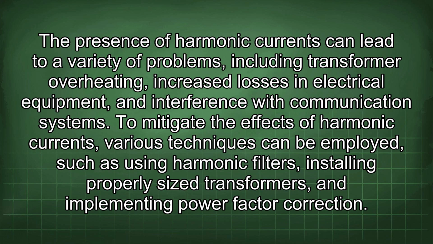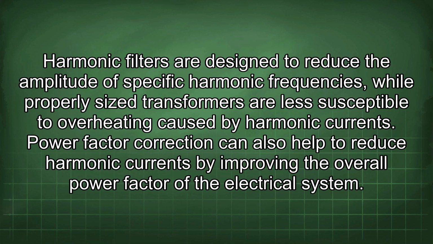To mitigate the effects of harmonic currents, various techniques can be employed, such as using harmonic filters, installing properly sized transformers, and implementing power factor correction. Harmonic filters are designed to reduce the amplitude of specific harmonic frequencies, while properly sized transformers are less susceptible to overheating caused by harmonic current. Power factor correction can also help to reduce harmonic currents by improving the overall power factor of the electrical system.